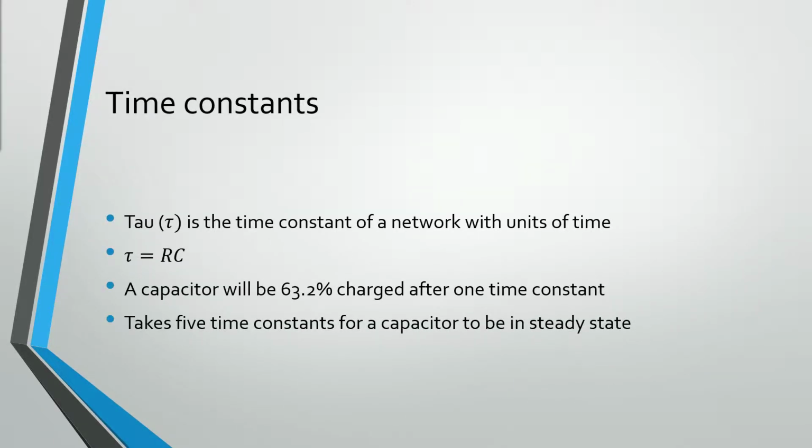Now we're talking about time constants. Steady state is achieved over time, and we use time constants to measure the time taken for a capacitor to reach this state. Tau is a time constant with units of time, and is the product of a network's resistance and the capacitance of a capacitor.